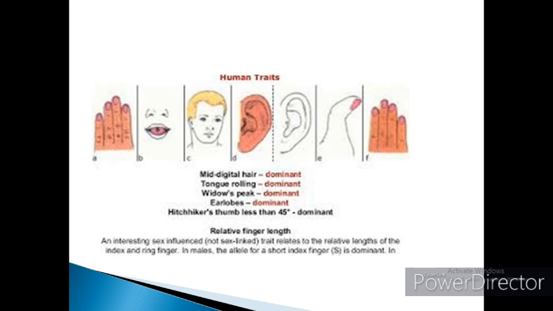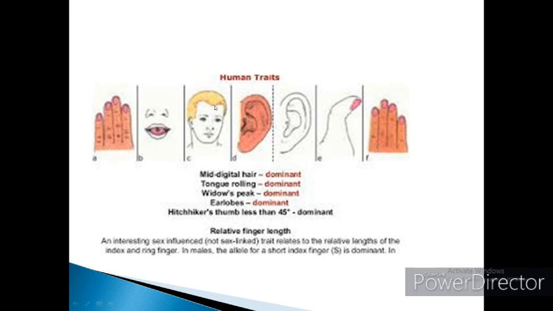And another character is that some of you will be able to roll your tongue and some will not be able to. This is also a character that we are getting from our parents. I myself can roll my tongue, so I am getting it from my parents. Maybe you may not. But this is also a character that you are getting from your parents.